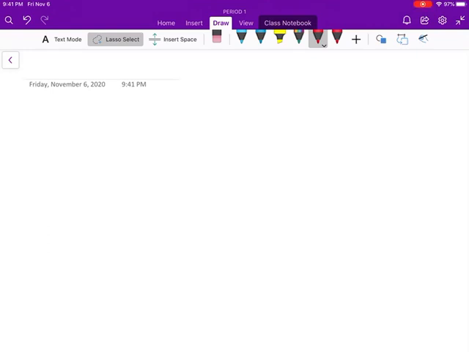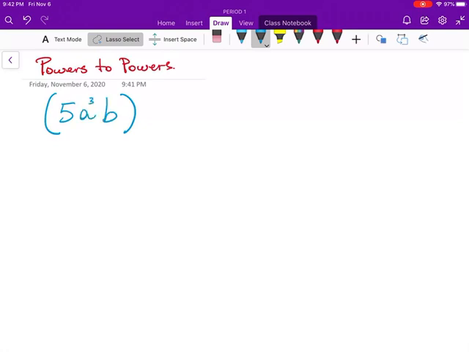Okay, so I am going to review powers to powers. I'm going to go over page 17, powers to powers. So recall in class we said that when you have powers to powers, let's say we have 5a to the power of 3b to the power of 4, and that the whole thing to the power of 2, that means that we are going to multiply the outside power times all the powers inside.